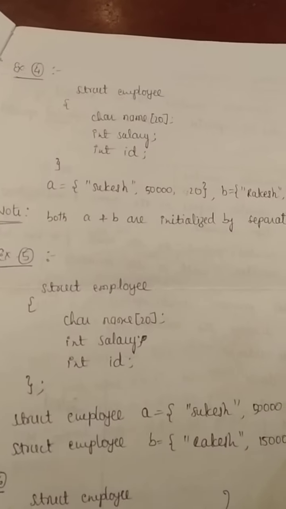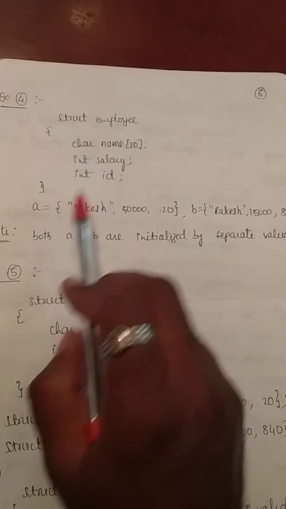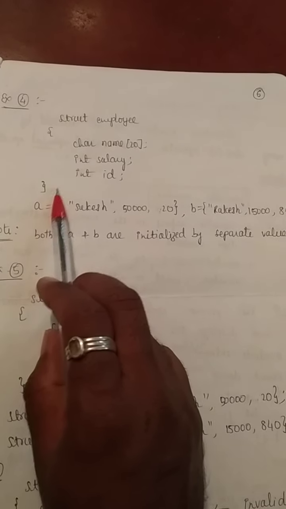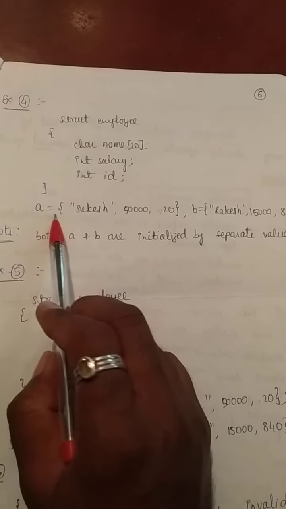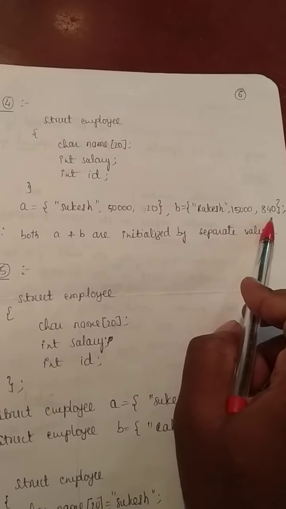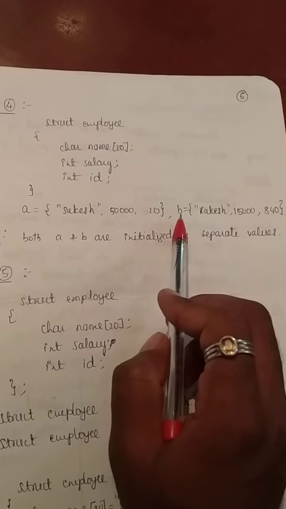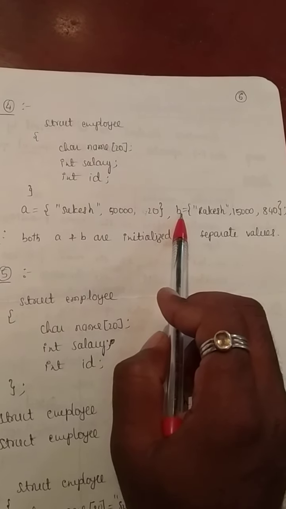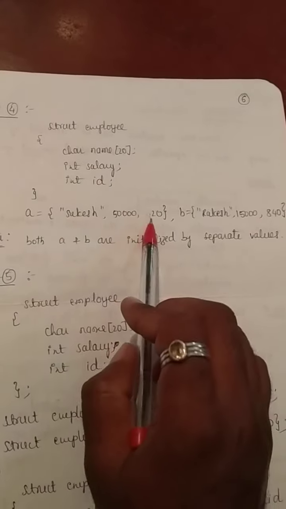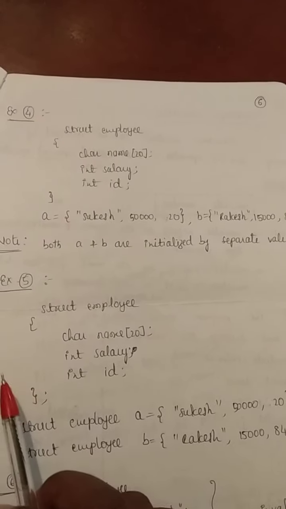Next, example 4. In this example, struct employee, 3 data fields, then the flower brace is closed here. After that, you can observe there is no semicolon, in the sense of continuation. A is equal to Sukesh, 50,000 and 20. B equals Rakesh, 15,000 and 840. Structure variable A is initialized with 3 values, and one more structure variable, B, is declared here and that is also initialized with 3 values. It means 2 structure variables are initialized here and it ends with a semicolon. Got it?